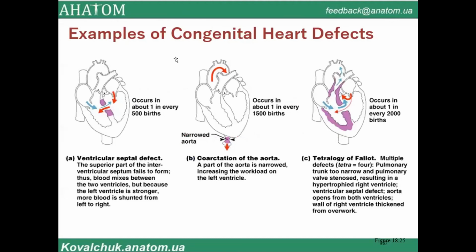Here, examples of congenital heart defects. Some variant defects occur in about one in every 500 births. Ventricular septal defect. Next variant, coarctation of the aorta may be present, and tetralogy of Fallot. These are two very big defects in the walls.